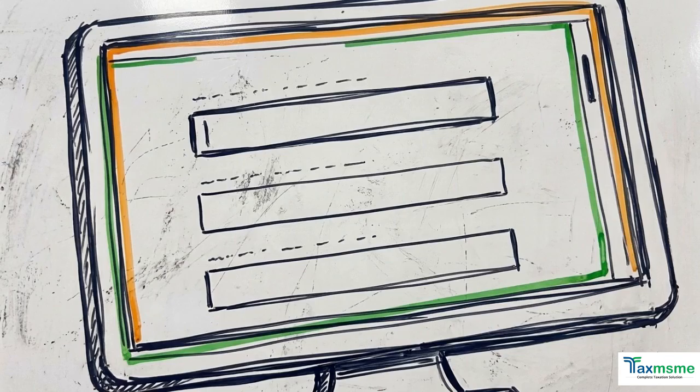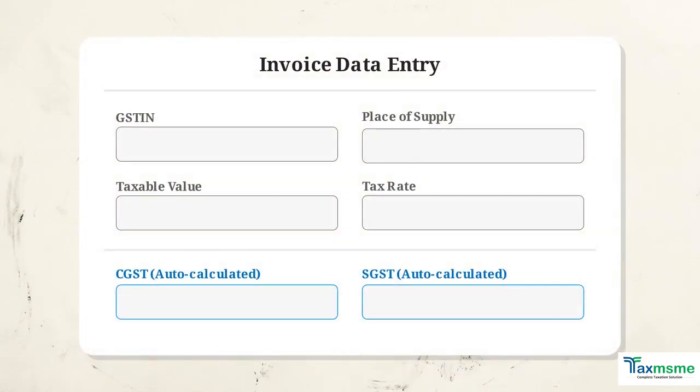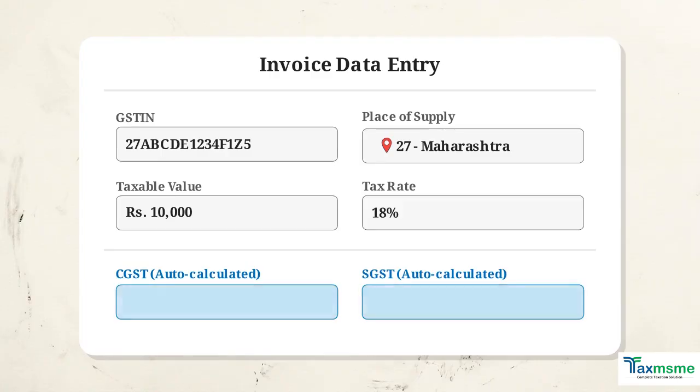You will enter each record one by one, inputting the client's GSTIN, the invoice number, and the date of the transaction. Carefully distinguish between total invoice value, which includes tax, and taxable value, the gross amount before GST. Don't manually calculate IGST or CGST splits. Entering the GSTIN automatically identifies the place of supply. Just input the taxable amount and rate. The system handles tax calculations.